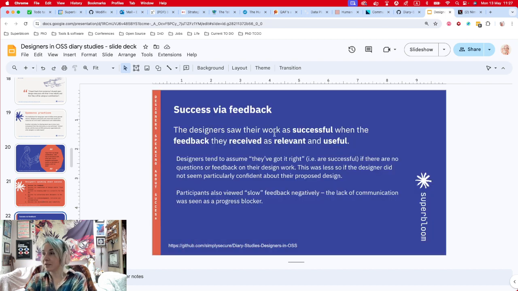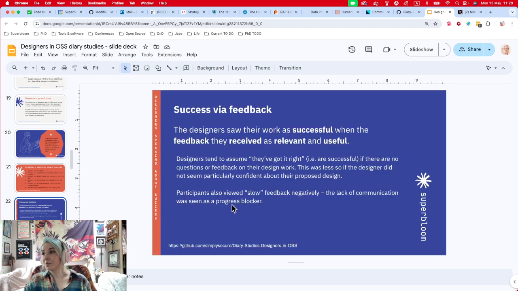Designers saw their work as successful when the feedback they received was relevant and useful. Designers tended to assume that they got it right, as in they got the design contribution right, and are successful if there are no questions or feedback on their design work. This was less so if the designer did not seem particularly confident on their proposed design. If they feel confident and nobody responds with any feedback, oh, okay, I got it right, great, I can move on to something else. If they're not confident that they've appropriately addressed the problem, then they are like, did I get it right? But nobody's giving me feedback, so I guess maybe I got it right, I'm not sure.